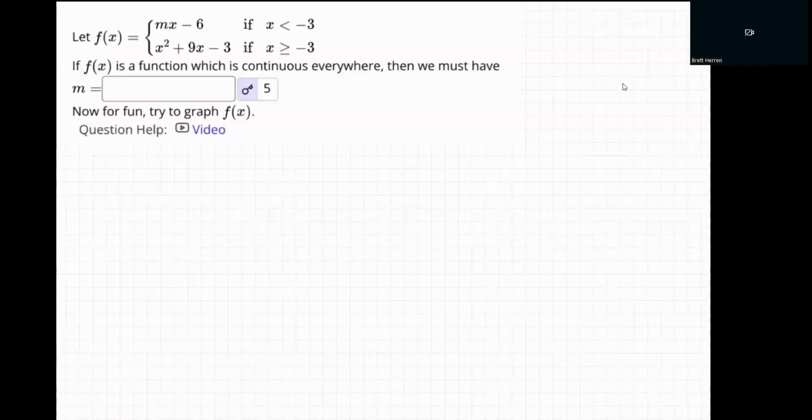Okay, so in this question, we have a piecewise function. It's a function which is continuous. That's a big word. Continuous everywhere. So therefore, we can find m. You can see the answer there. How'd they come up with that?